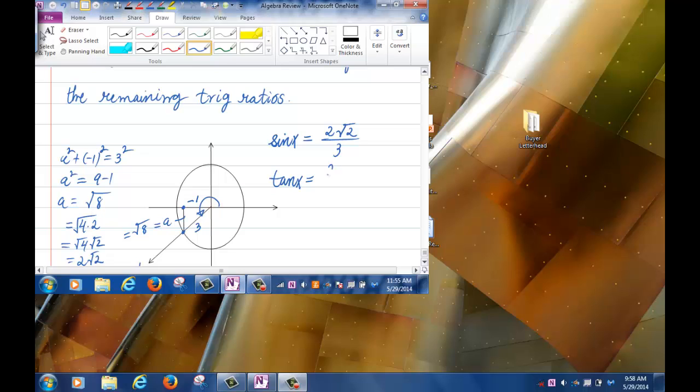Yep, very good. So the opposite over the adjacent, and adjacent was negative 1, right? And that's just the same as negative 2 root 2. Wait a minute. I made a mistake here, didn't I? When I said the length of a, I shouldn't be taking it positive. It should be negative. Sorry. A is negative root 8.